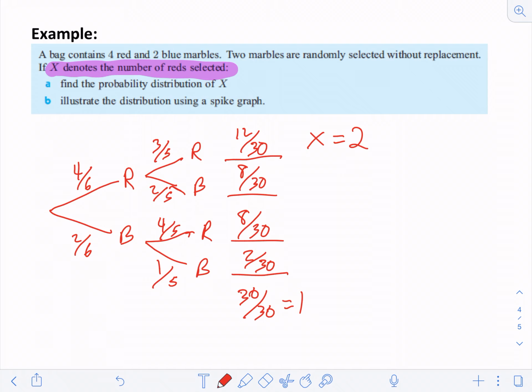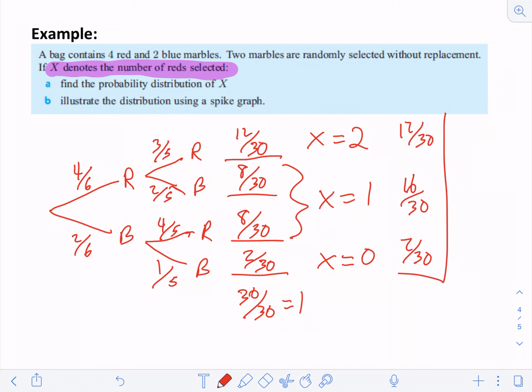And then what's the probability of 1 red being selected? Well, isn't that these 2 together? So that's going to be where x equals 1 red selected. That's going to be 16 out of 30, right? And then what's the probability right here? This is going to be, if I don't select any reds, I got 2 blues, that's going to be 2 out of 30. And right up here, 12 out of 30. So these are my actual probability distributions.